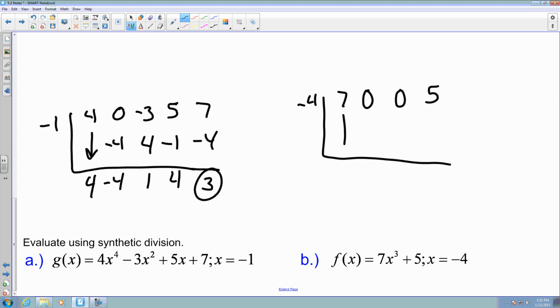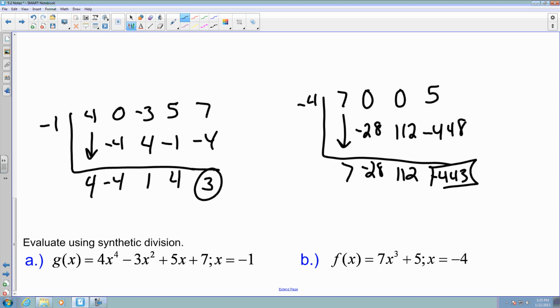So drop down that 7. Now multiply that by the -4, it gives me -28. Drop that down, I got -28. Multiply -28 by -4, that's 112. Add those together, so that's just 112. Multiply 112 by -4, that is -448. Add that to 5, that gives me -443. Okay?